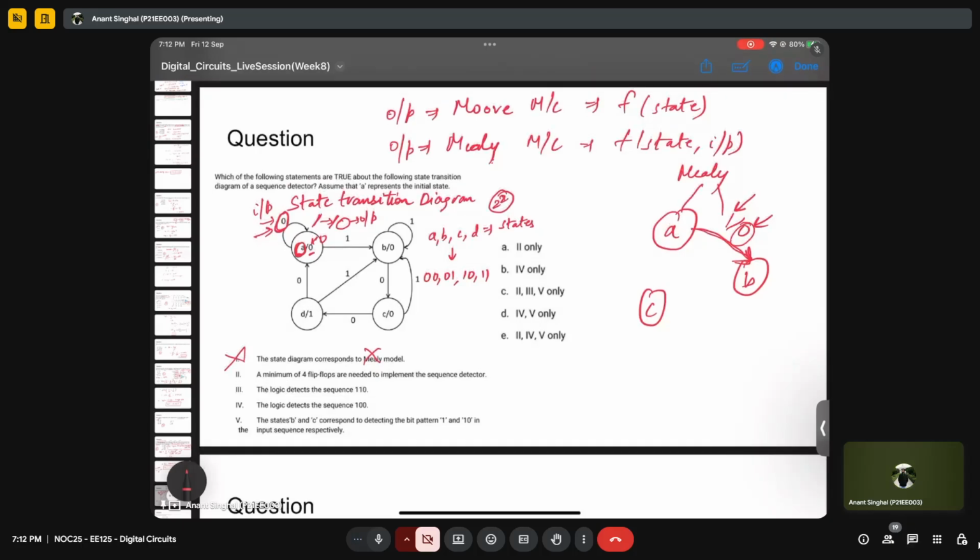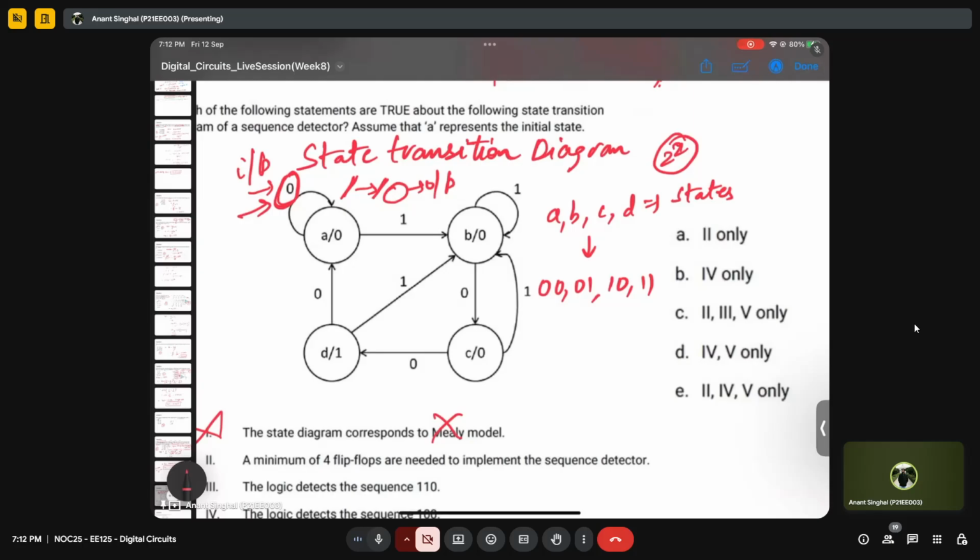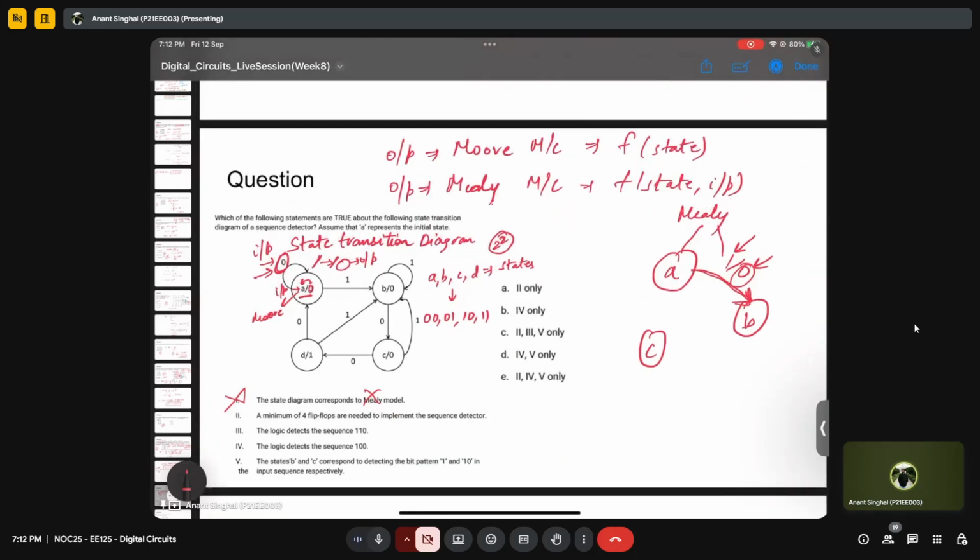Yes, sir, please repeat one more time. Okay, sure. To understand it in simpler terms, whenever you see a state and an output together, that is always a Moore machine, because the output is dependent only upon the state. It does not bother about the input.